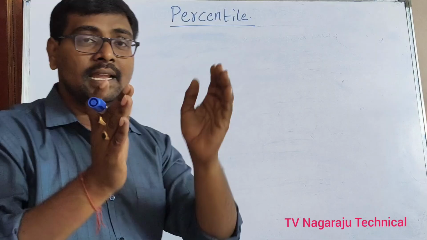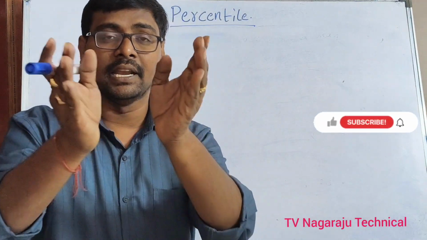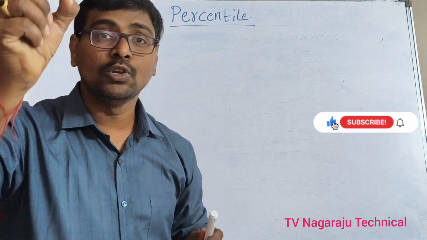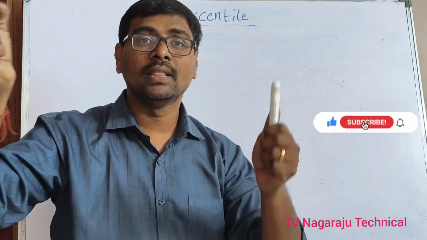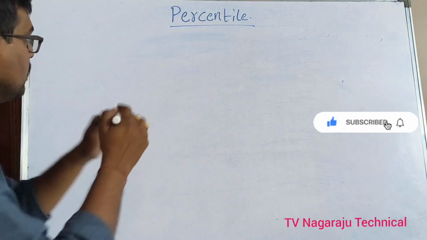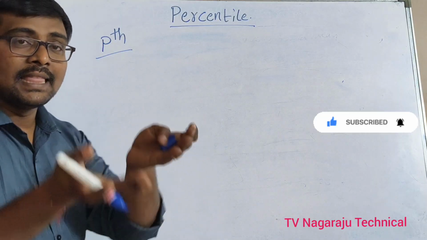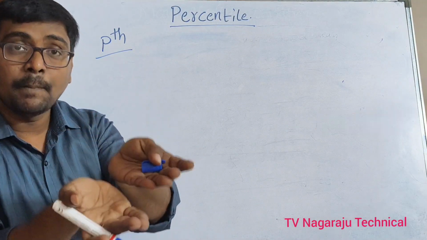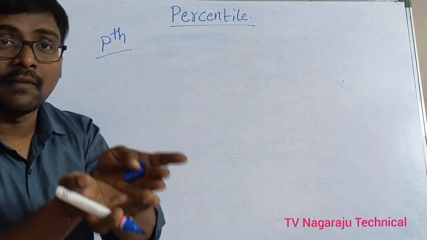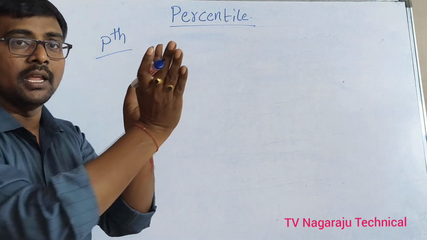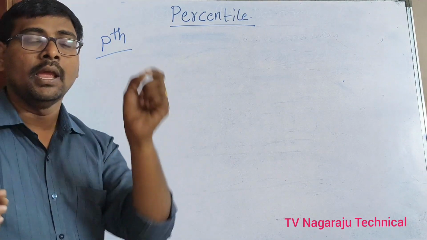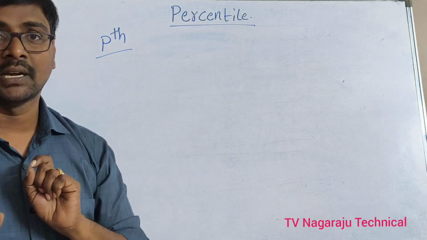So, the percentile is simply a measure that indicates the relative standing of a value in the given data set. In simple terms, the pth percentile means the value below which p% of the data falls. For understanding, we will take one example and see how to calculate the percentile.